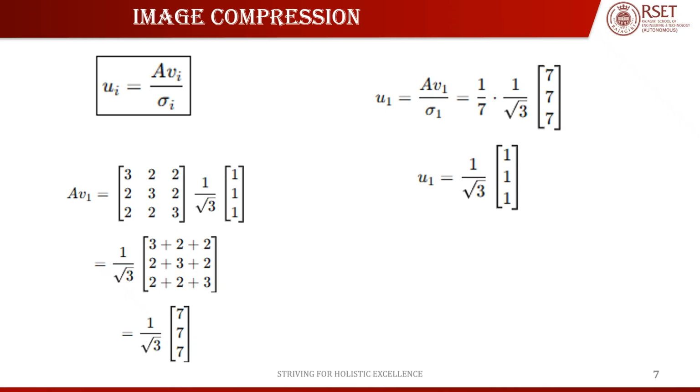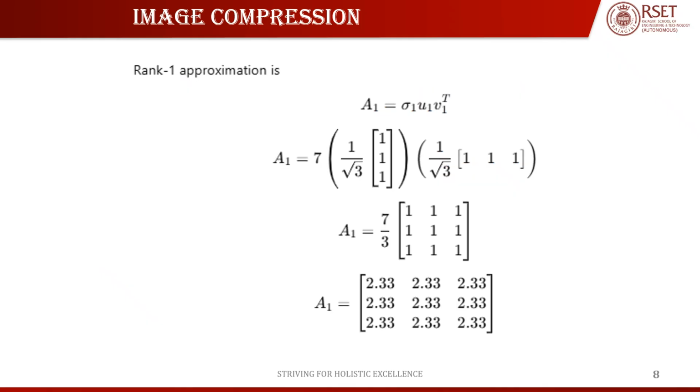A1 was given by sigma 1 u1 v1 transpose. So let us see what your A1 is. Just substitute: your sigma 1 is 7, your u1 is this one, and v1 transpose. On multiplying, 1 by root 3 into 1 by root 3 will be 1 by 3, so it will be 7 by 3 on the outside, and on the inside it will be 1, 1, 1. 7 by 3 is approximately 2.333, so you can just take it inside. So this is your rank 1 matrix, your rank 1 approximation.